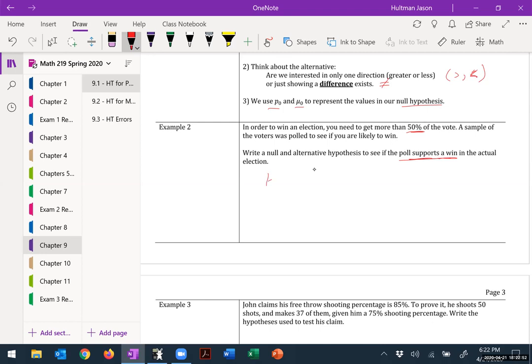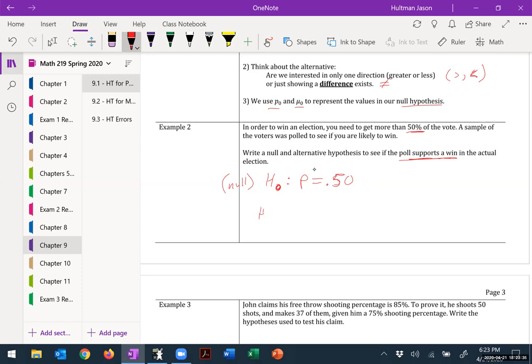What's the null, or H naught? H sub 0. This is the null. That's always going to be an equal sign. Is this a proportion or a mean? Well, it's a proportion, right? So p is our parameter for proportion. p is equal to 0.50. We could add the 0 if we want.